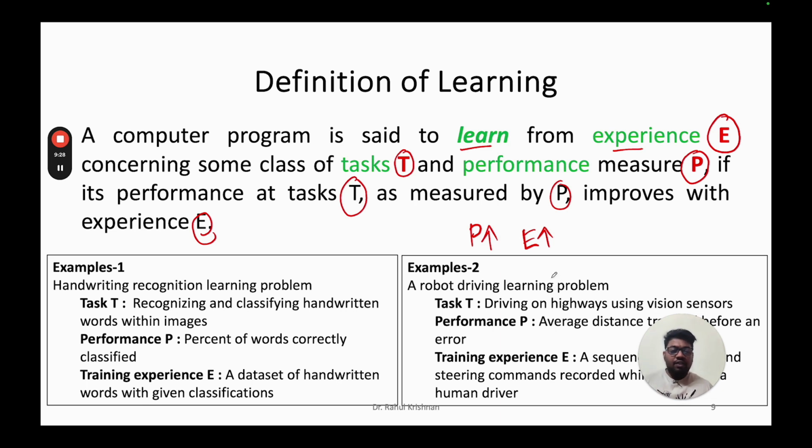So here we have given two different applications. The first one is the handwritten recognition learning problem. Recognizing and classifying handwritten words within an image, that is the task you are going to do. You are going to recognize images where you have written some words, and the performance of this task is nothing but the percentage of words predicted or classified correctly.